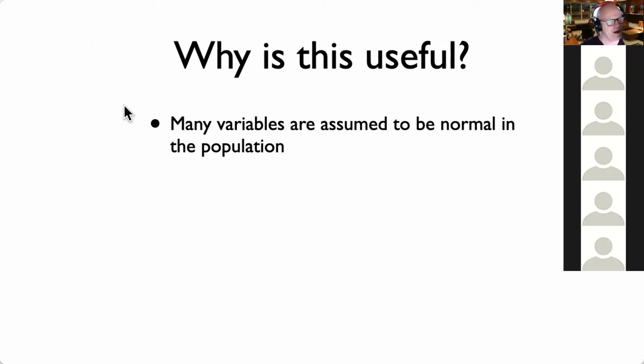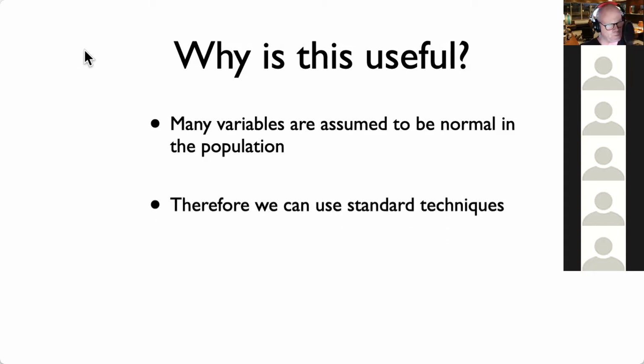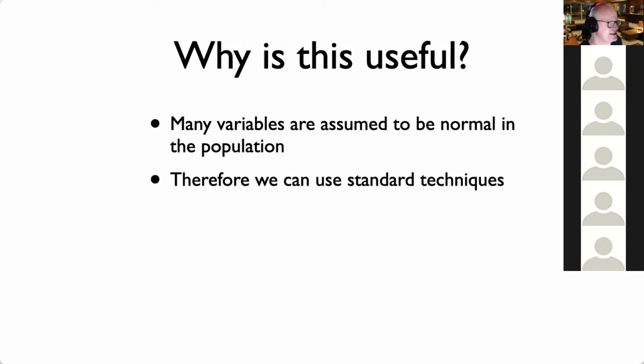Anyway, the point is, there are a lot of variables that are assumed to be normal in the population, and a lot of things that actually are normal in the population. Sometimes we design them. IQ is normal in the population because the tests are designed to be normal. We do that a lot in psychology. We design tests and say this is a normal distribution for this characteristic, whatever it's supposed to be measuring. The great example is IQ. So we can use standard techniques. The important thing here is that there are standard techniques that reference the normal distribution. So we're going to use those.